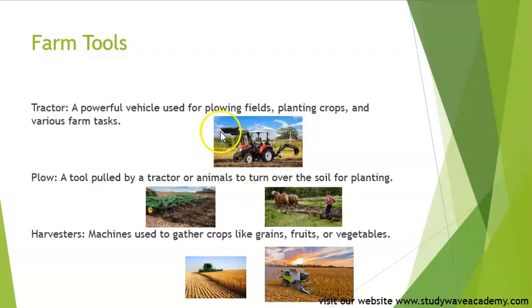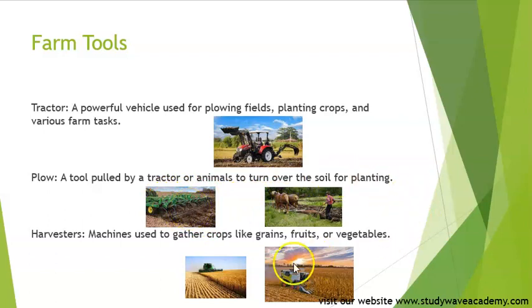So this is called the tractor. Okay? We also have the plow, a tool pulled by a tractor or animals to turn over the soil for planting. It can be pulled by a tractor, this is a plow, or it can be pulled by animals. It's used for turning over the soil. Okay?